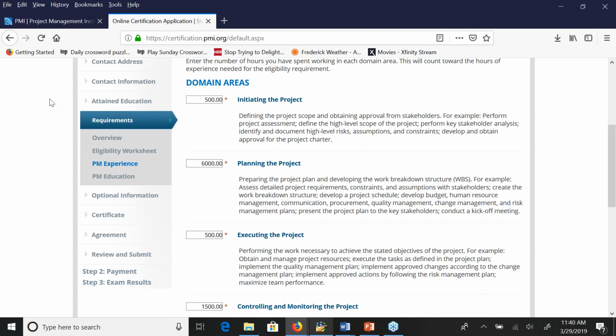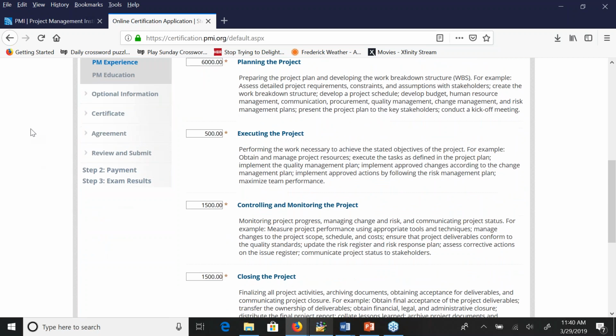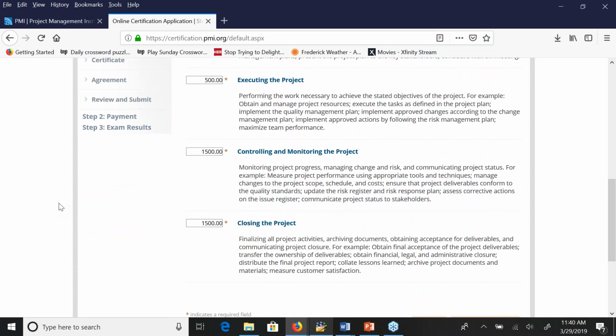And for the Acme project, we had 500 hours initiating, 6,000 hours of planning, 500 hours of executing, 1,500 hours of monitoring and controlling, and 1,500 hours of closing the project. Carl, how in heaven's name am I supposed to figure out how many hours I had? Well, your best bet: first, figure out the time period, and then figure out how many hours you had on that particular project. Okay, so you're with me that far?